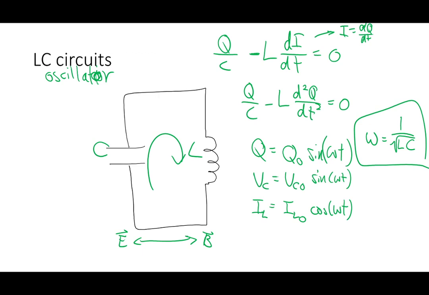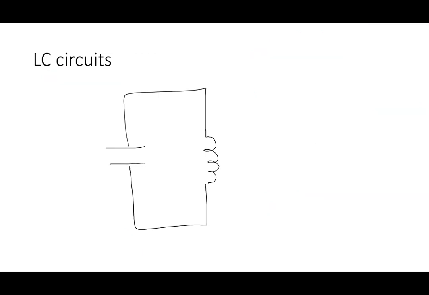Which brings us to the next logical step, I guess. The next logical conclusion is, what happens if we add a resistor into the mix? Well, we'll call that an LRC circuit, right? So if we put a resistor in there.